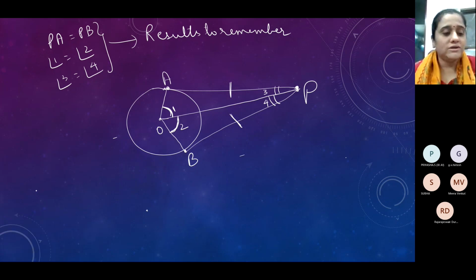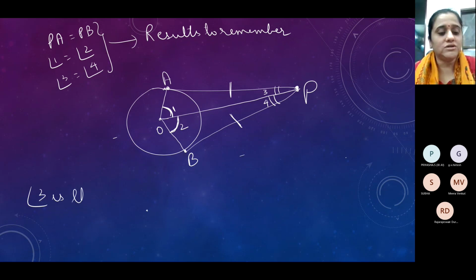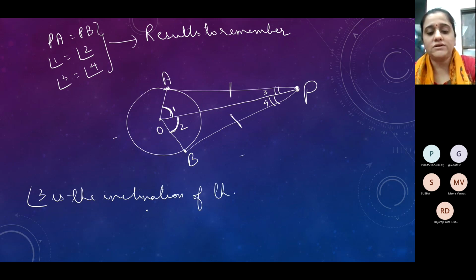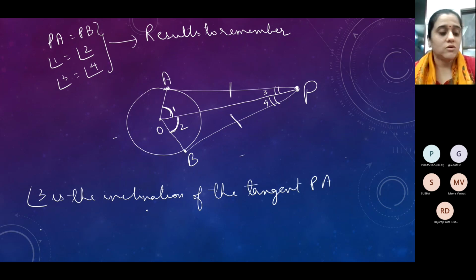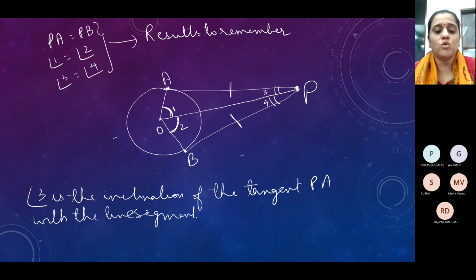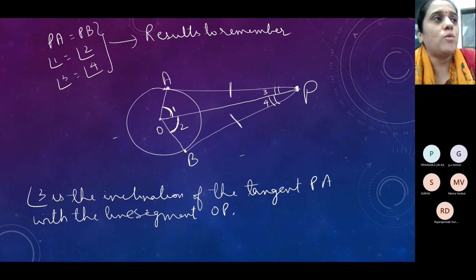Okay, so angle 3 is the inclination of the tangent PA with the line segment OP. What is OP? OP is a line segment joining the center and the external point.